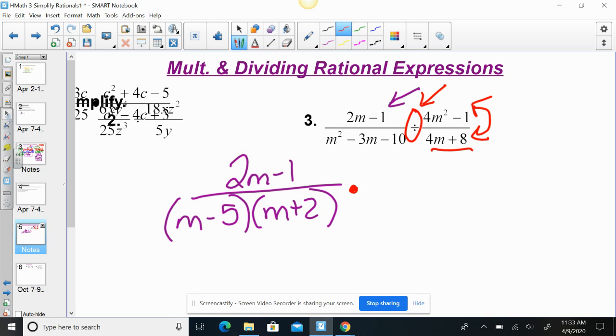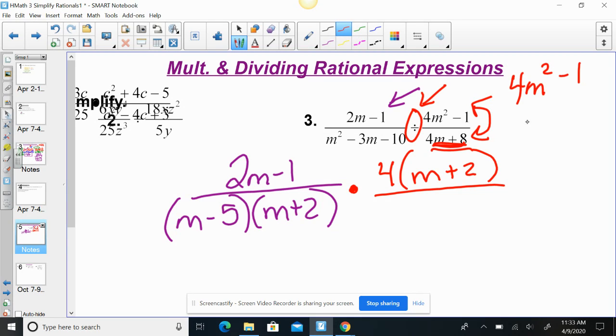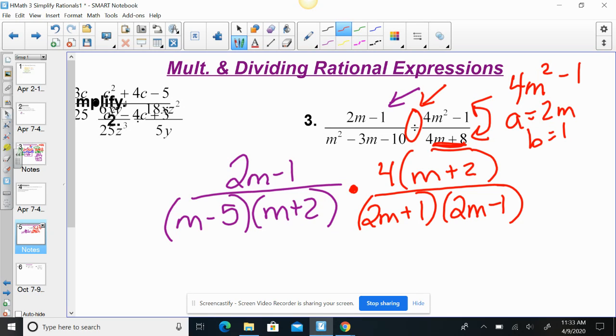4m plus 8 might look like it can't be factored, but remember we always want to look for a GCF, and there actually is a GCF of 4. So I want to take that GCF out and then move that bottom to now the top. 4m squared minus 1 is a difference of perfect squares. So for this one, a would be 2m and b would be 1. So remember, difference of perfect squares is a plus b and then a minus b. So there are my factors.